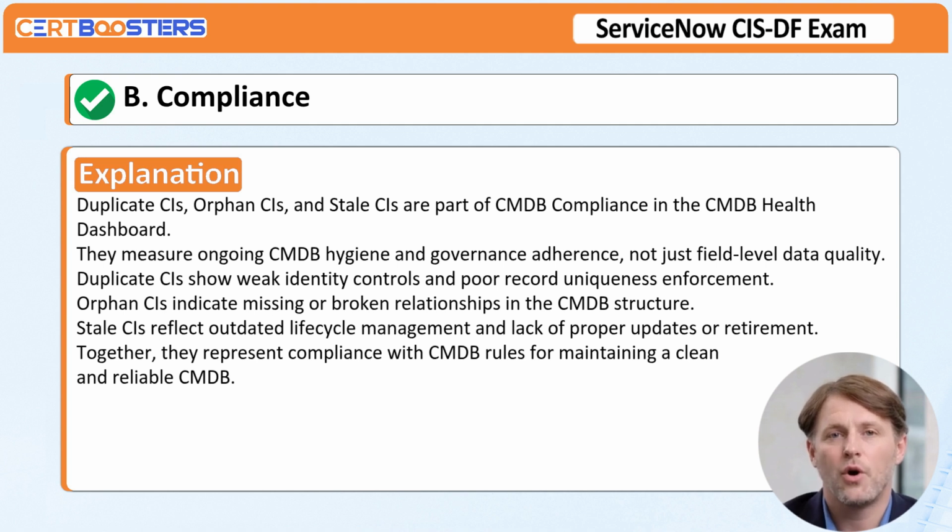Explanation. Duplicate CIs, orphan CIs, and stale CIs are part of CMDB compliance in the CMDB Health Dashboard. They measure ongoing CMDB hygiene and governance adherence, not just field-level data quality. Duplicate CIs show weak identity controls and poor record uniqueness enforcement. Orphan CIs indicate missing or broken relationships in the CMDB structure. Stale CIs reflect outdated lifecycle management and lack of proper updates or retirement. Together, they represent compliance with CMDB rules for maintaining a clean and reliable CMDB.